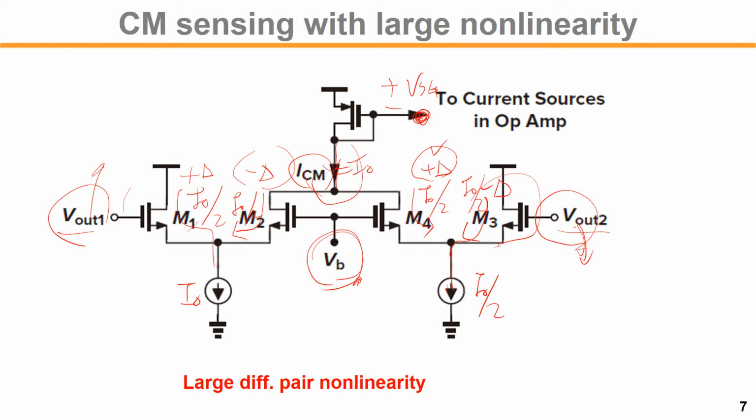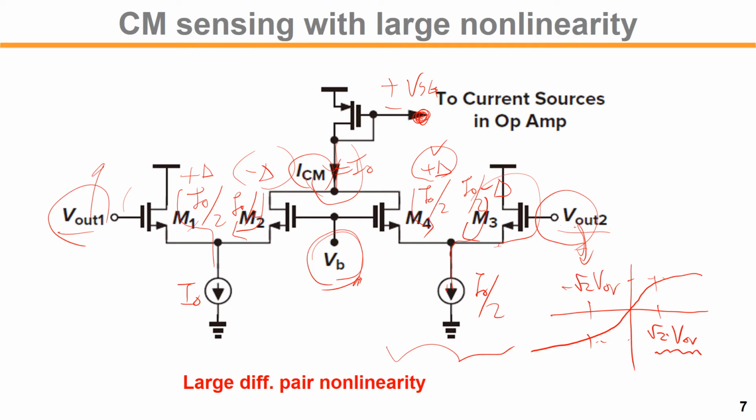But the problem is this is a differential amplifier structure, and you know that the linearity of a differential amplifier is limited, right? The maximum range is square root 2 times V overdrive, and minus square root 2 V overdrive. So this amplifier has a limited range of operation. This CMOS sensing is only effective for small output signal levels, but for large swing levels it might not be good enough.